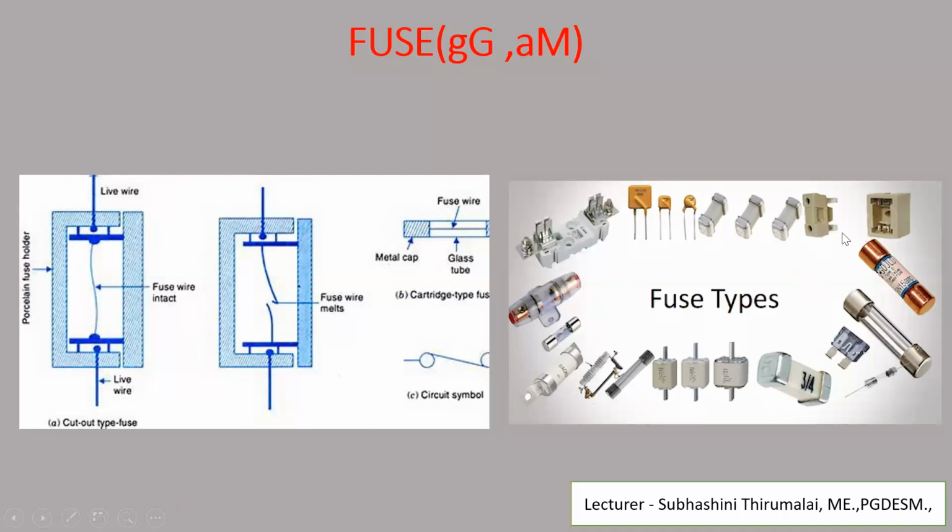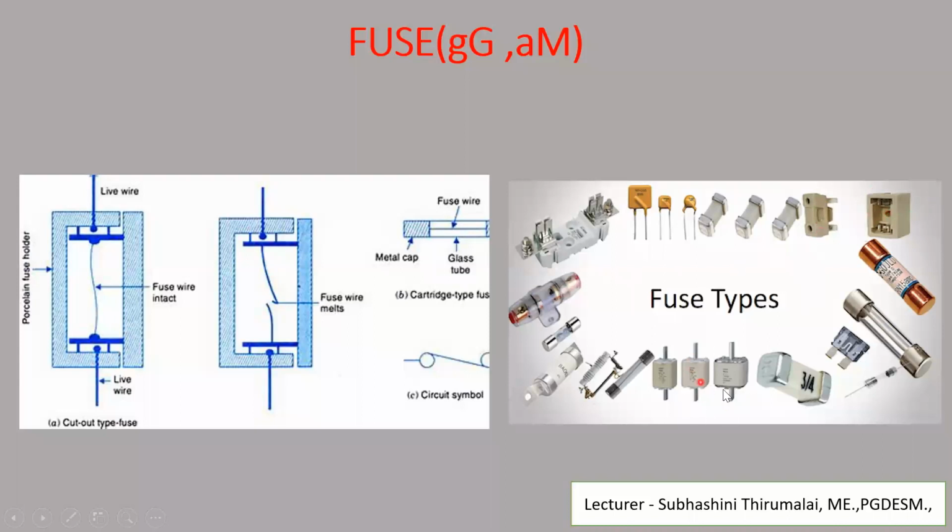And this type of fuse we use in our home, for residential purposes. This is the fuse and this is the fuse holder, where we can put the wiring. So, fuse with a fuse holder. This is one type of residential fuses.